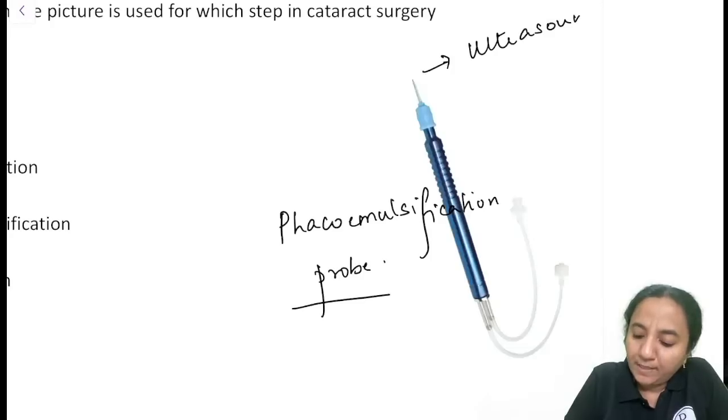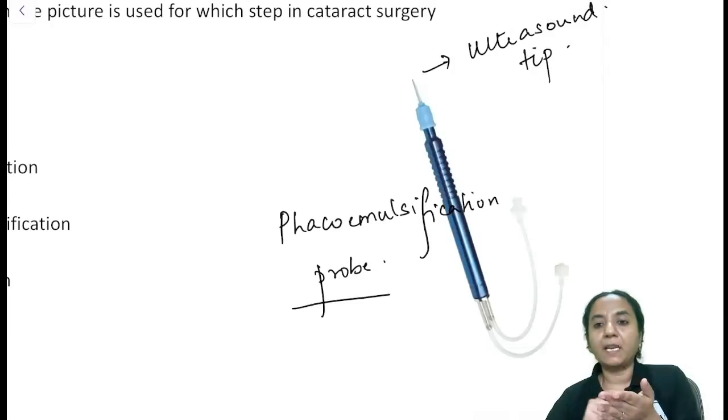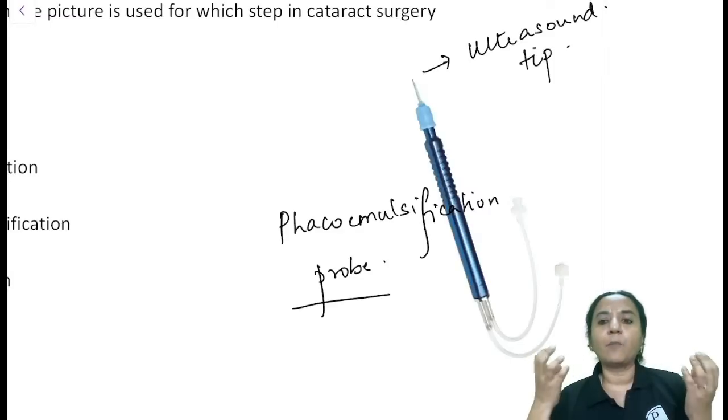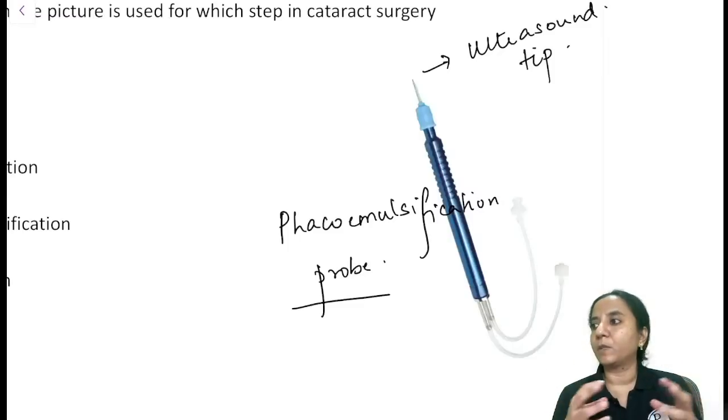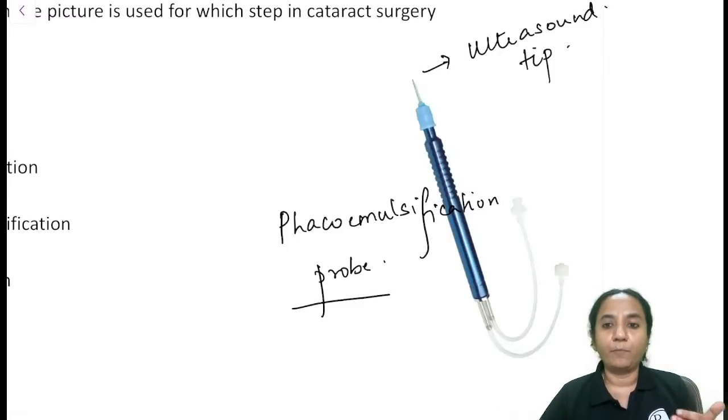What is the use of this ultrasound tip? The ultrasound tip is meant to hit and emulsify the nucleus. That is, it breaks the nucleus into many small pieces.